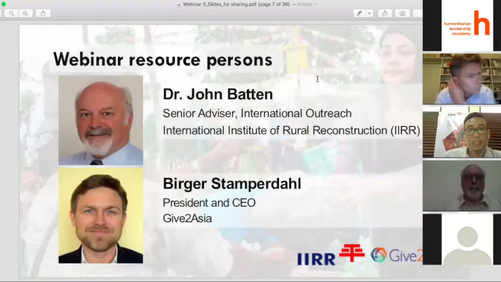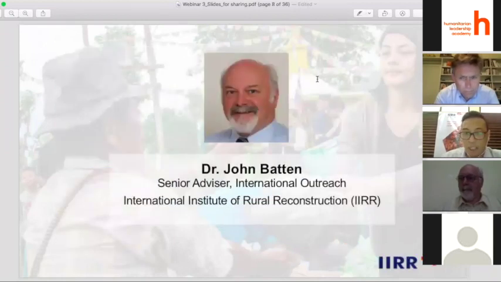So our first speaker, John Batten, his career has always been with people-centered development. He is the former CEO of ActionAid, based in London. He served as Director General for AMREF, the African Medical Research Foundation in Kenya, and has served as a consultant for many organizations, including the Poverty Eradication Network and several CSOs in Africa and Asia.